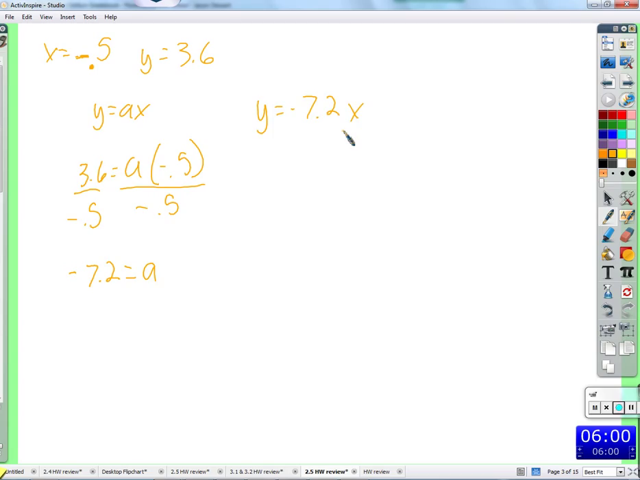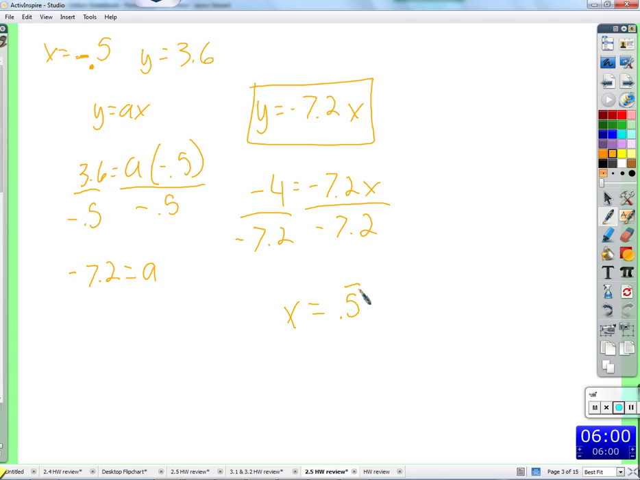And it says find x when y is negative 4. This is the first part. We found the equation. y is negative 4. Finding x divided by negative 7.2. So x equals 4 divided by 7.2. Let's get a calculator. There's one. Repeating? Yeah. Okay, here we go. Questions?